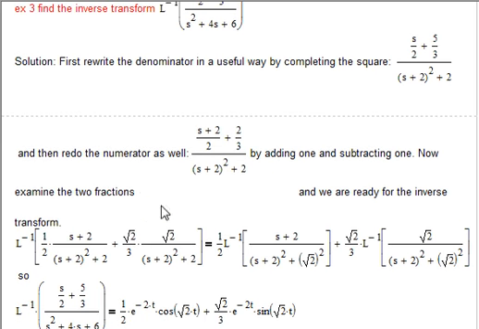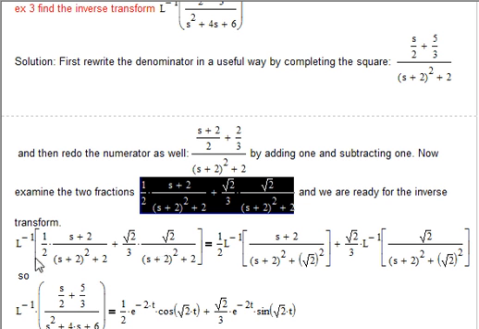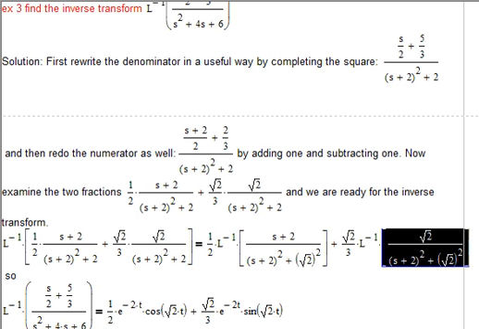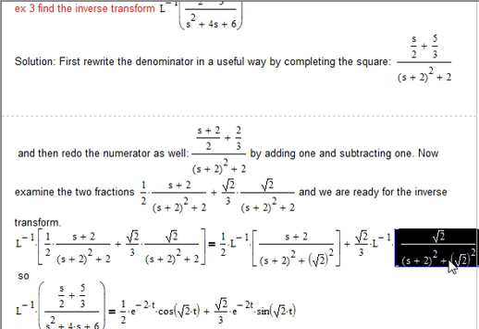And so for the inverse transform of this, use the linearity and factor out the half. So it's a half times the inverse transform of this, and then the square root of 2 over 3 times the inverse transform of this. That's what I'm trying to say with this step, although I can see that I got out of my comfort zone here a little bit.